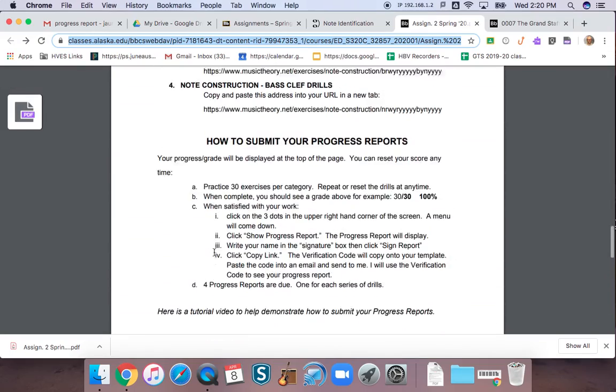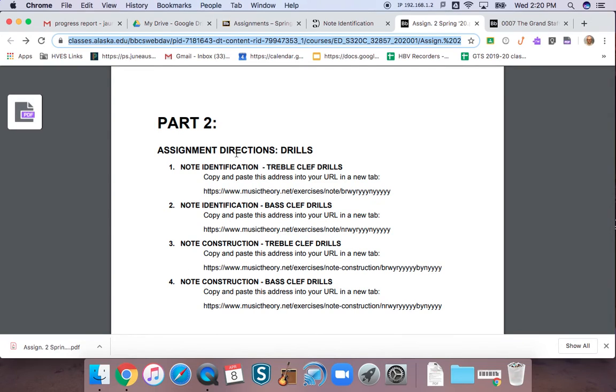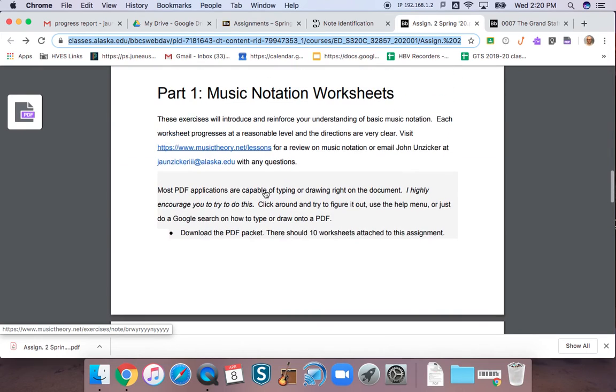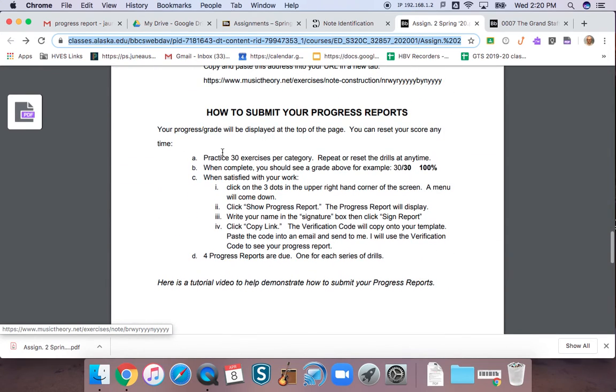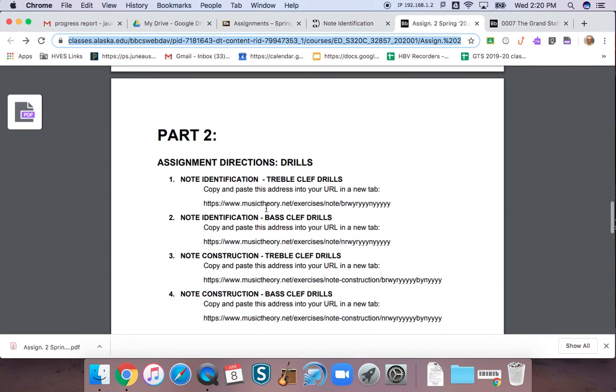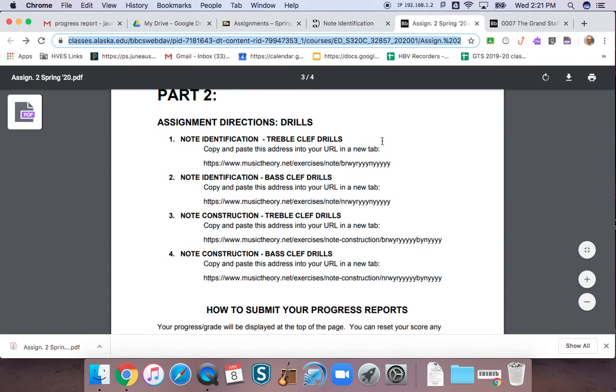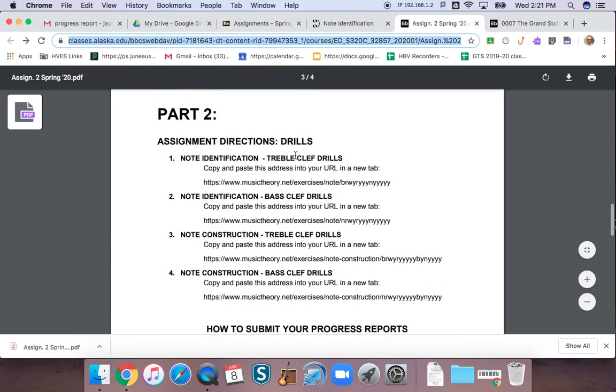There are 4 different progress reports you're going to send in to me. Each one of these is set up so that after 30 drills, let me make sure that's right. Yeah, 30 exercises per category. Whatever your grade is, then you can click on the dots and send me the progress report.